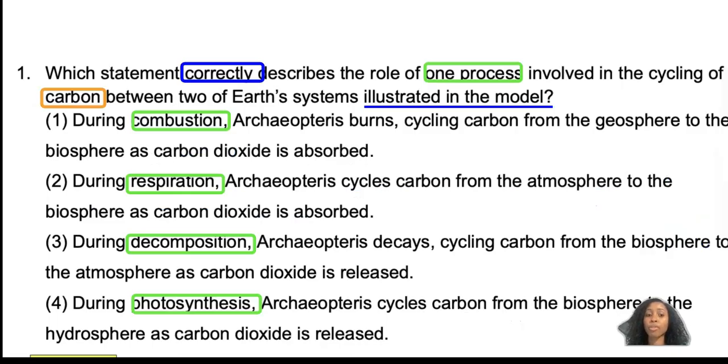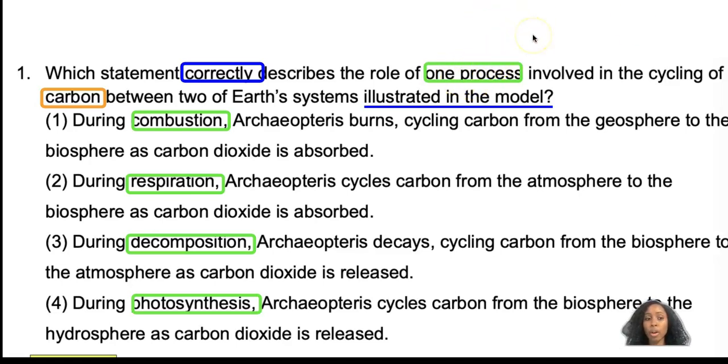Now let's start off by first looking at the question. Again, pause the video if you want to read the question for yourself. But I first started off with annotating what was in blue. So I annotated correctly because it wants me to look for something that is accurate, 100% true, and it's saying it's based on the model, and the model is the image. So that's telling me I can get all my information from this question based on the image without thinking about any science. Next in green, it told me one process.